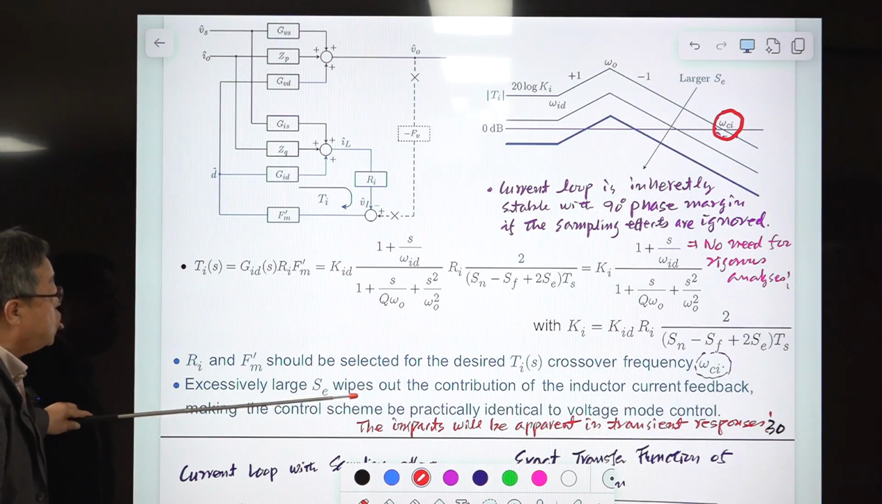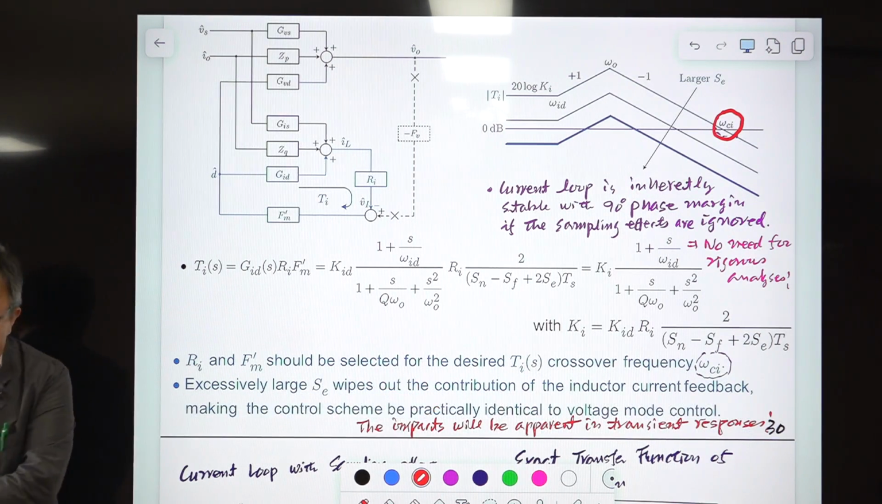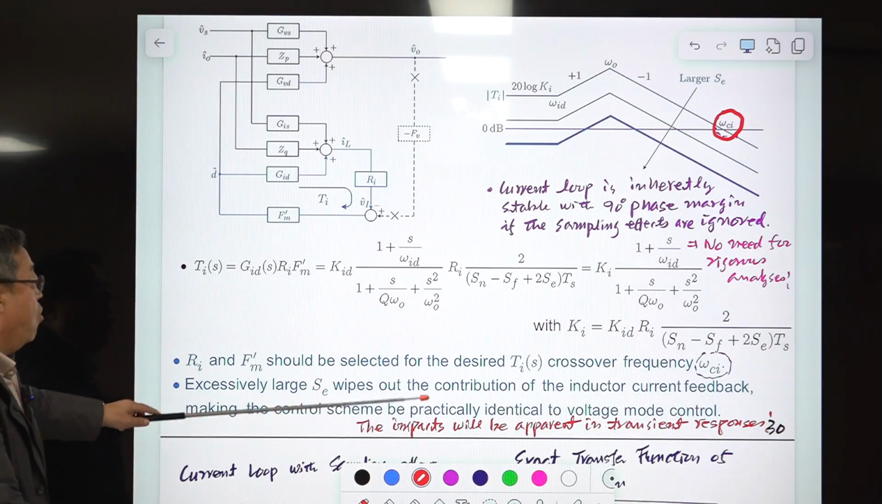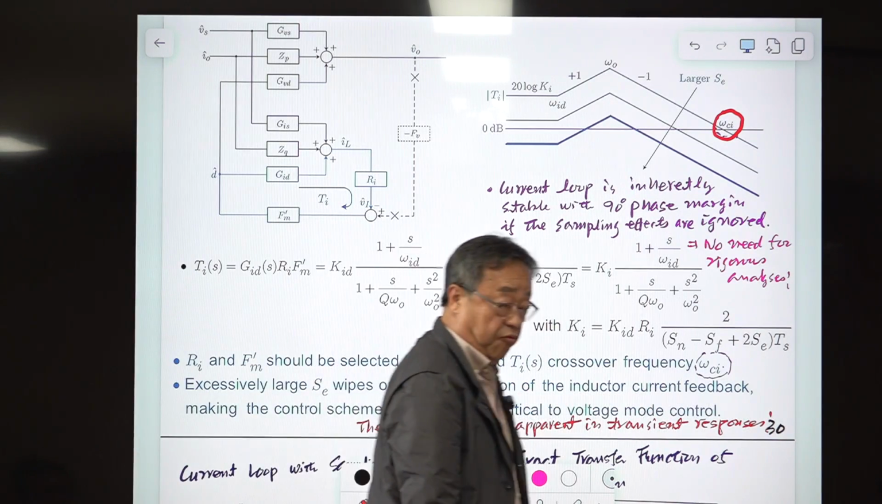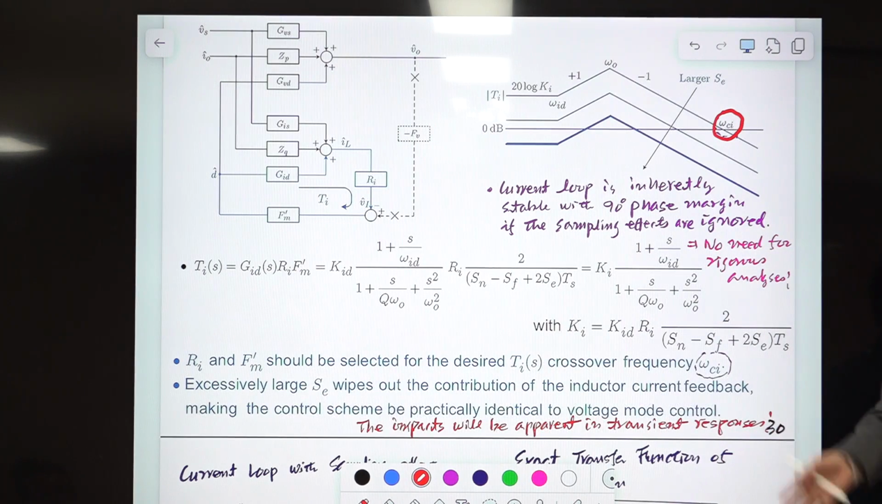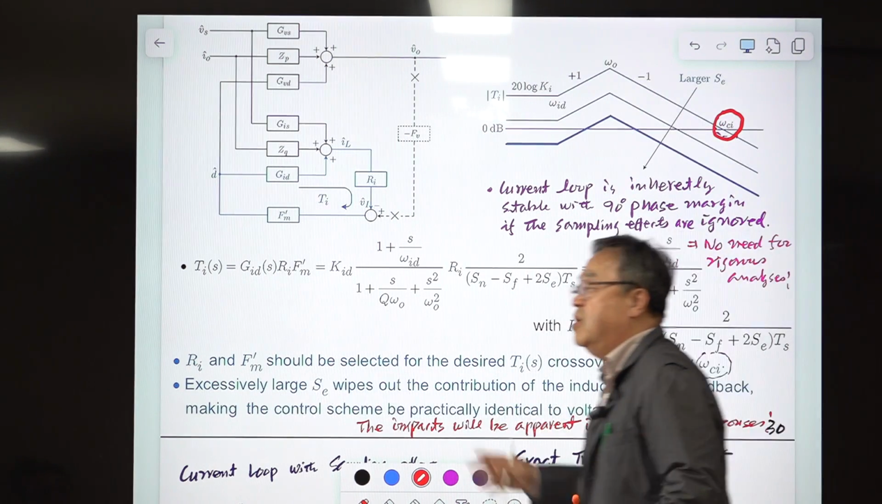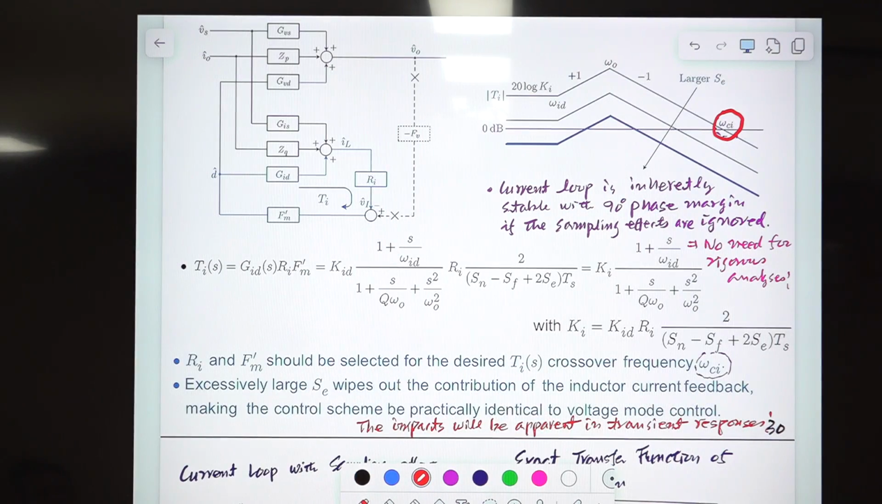And an excessively large Se sweeps out, which means it kicks out all the contribution of inductor current feedback, and your feedback is virtually voltage mode control. You understand this, right? And the sign of an excessively large compensation ramp can be seen here. Usually they don't simulate this. That is so simple.